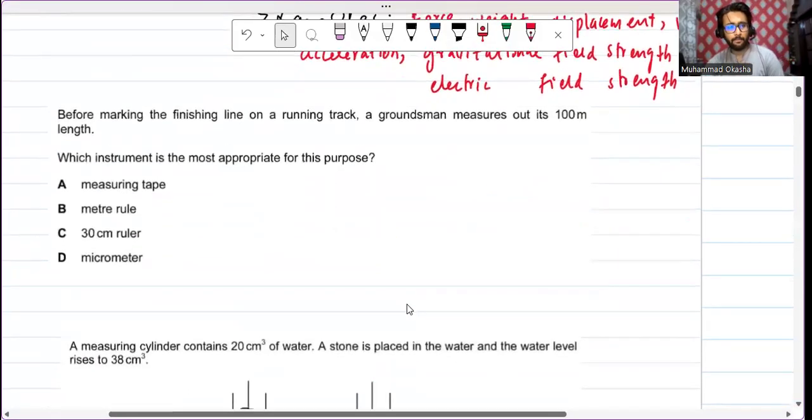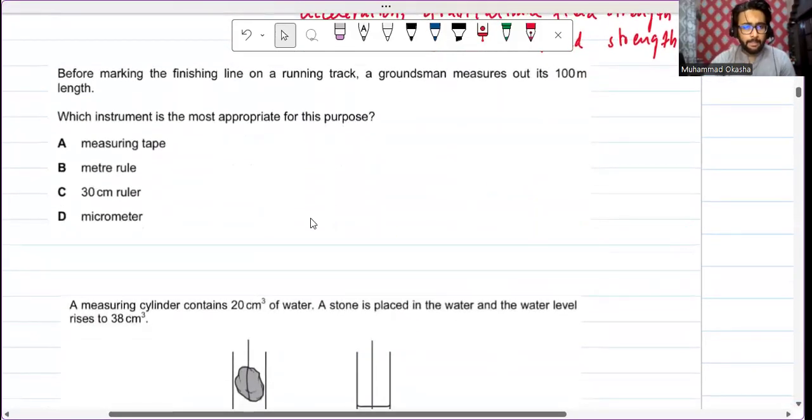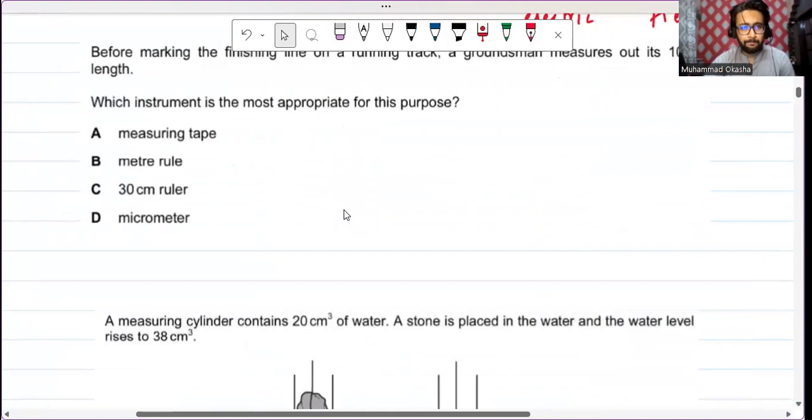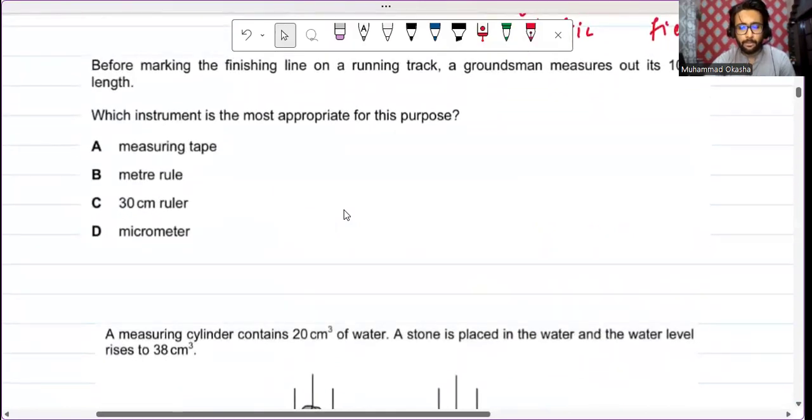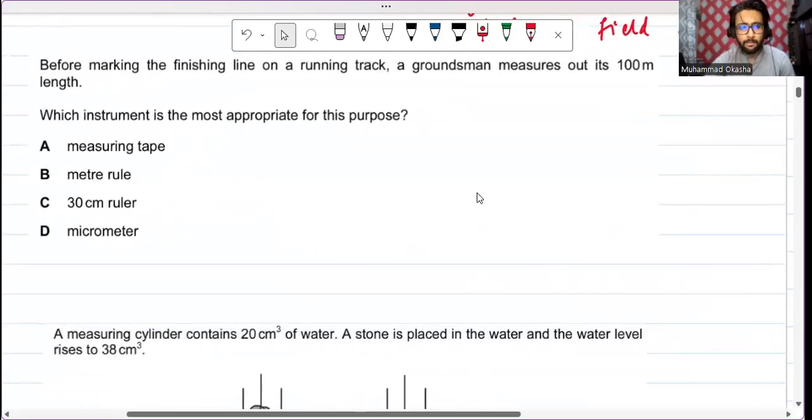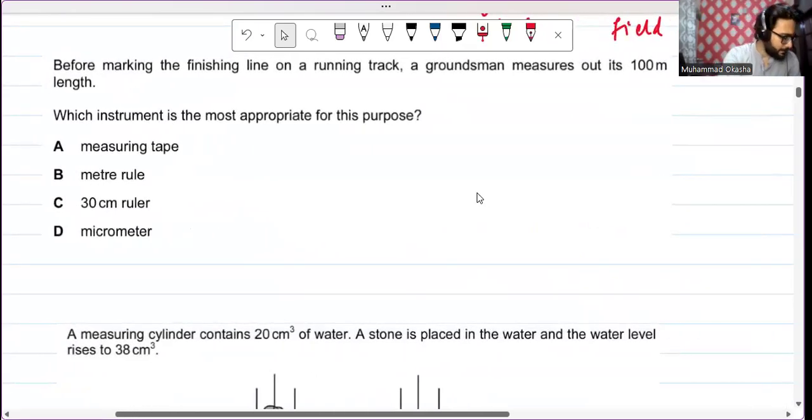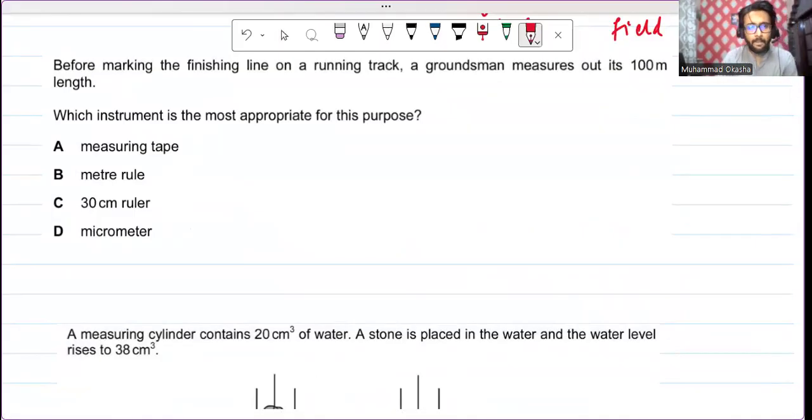Okay, now we're finally starting with the past paper questions. Let's see. Before marking the finishing line on a running track, a groundsman measures out its 100-meter length. Which instrument is used for this purpose? Micrometer, the range of the micrometer.